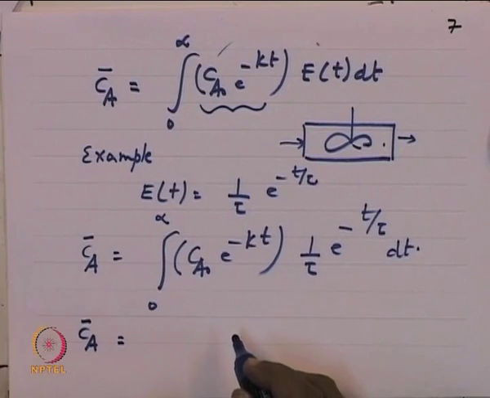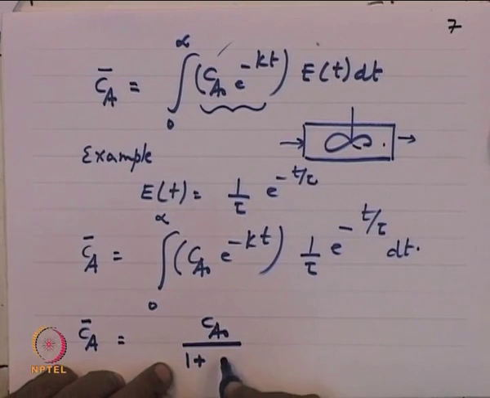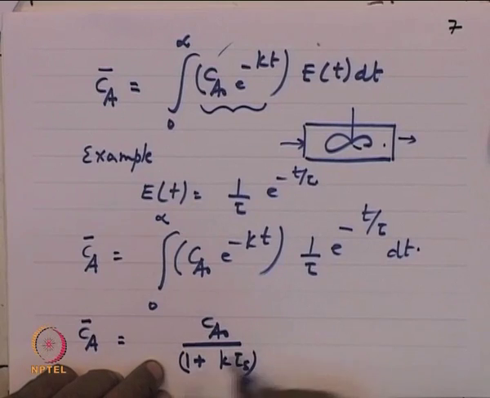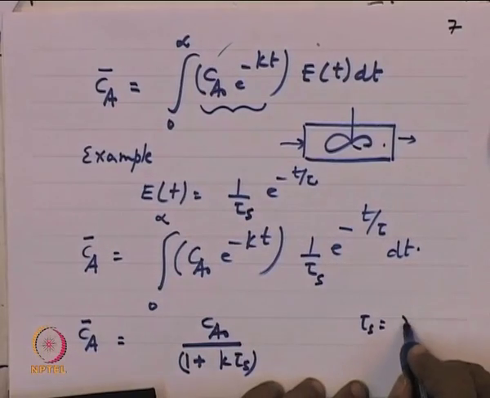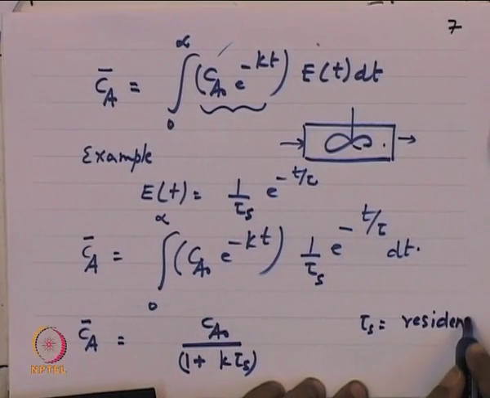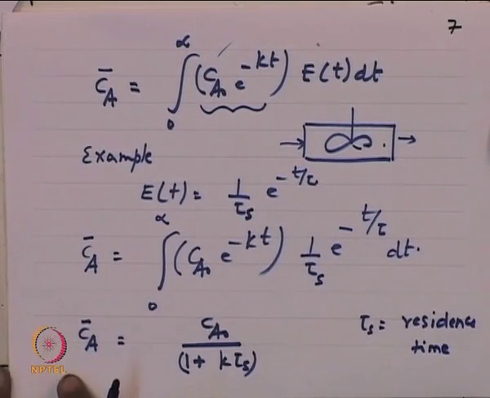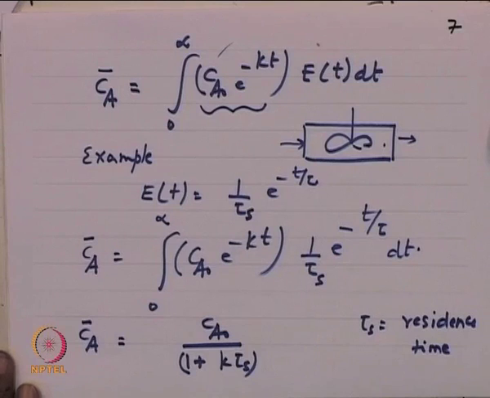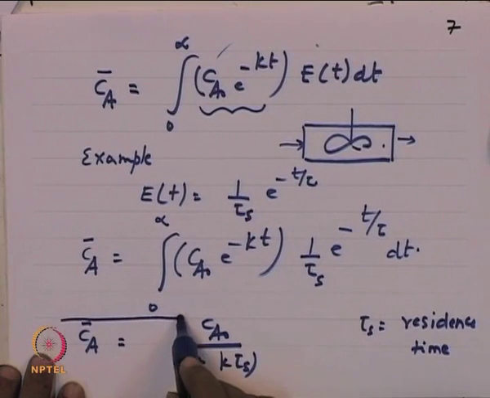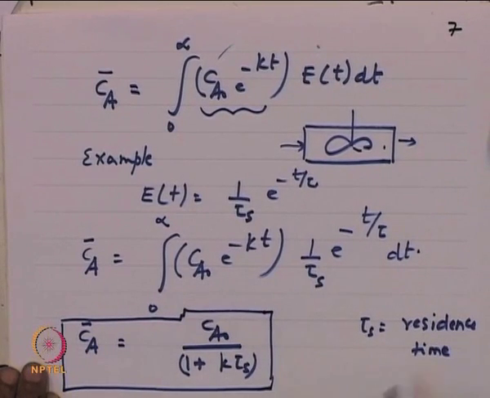When you integrate this, you get the output as C A 0 divided by 1 plus k tau s, where tau is the residence time. I have not done the integration, but it is fairly straightforward, showing that the average concentration of material that comes out is C A 0 divided by 1 plus k tau s. Now, this equation is something that we have seen for a very long time. This is the output from a stirred tank. A stirred tank gives you this kind of output.